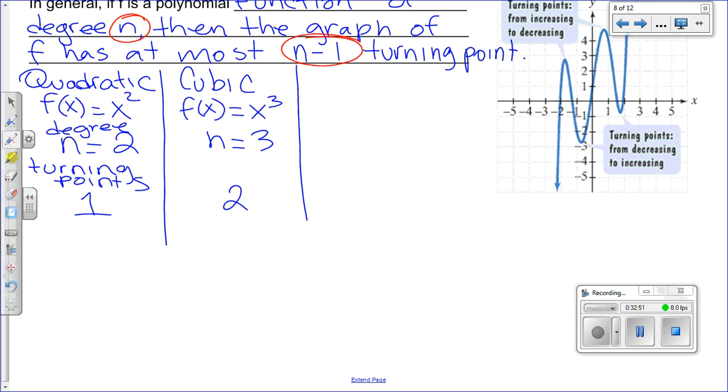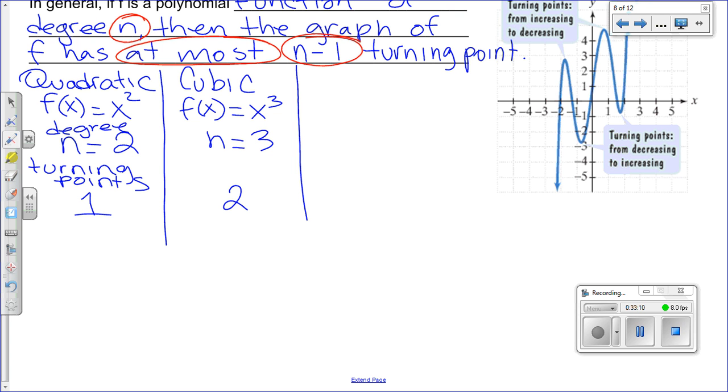Now, you guys need to see here where it says at most. That means that they're not necessarily going to have those turning points, but that's the maximum number of turning points they could have. They could have less. There are some polynomials of degree 4 that look like parabolas. They only have 1 turning point.